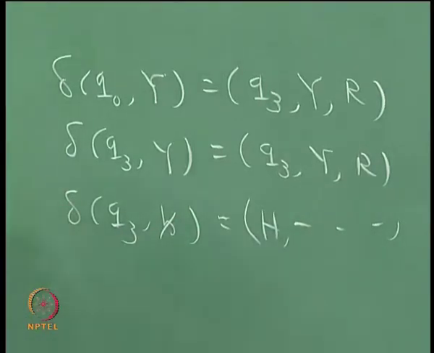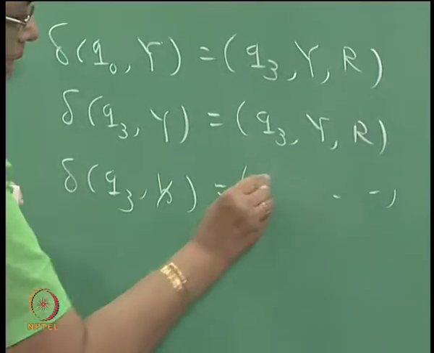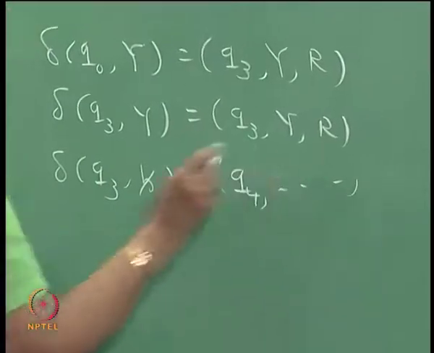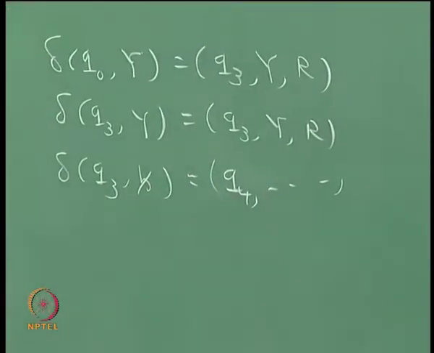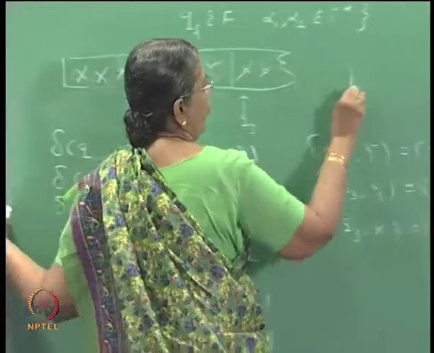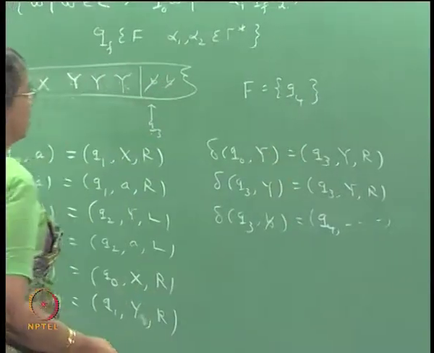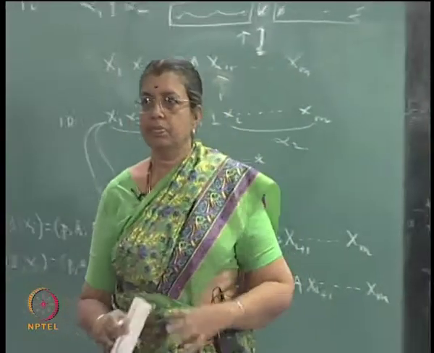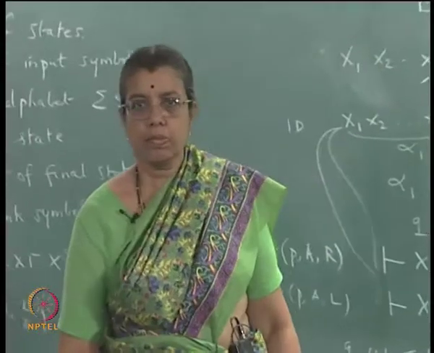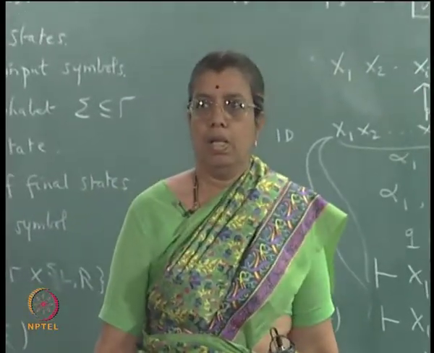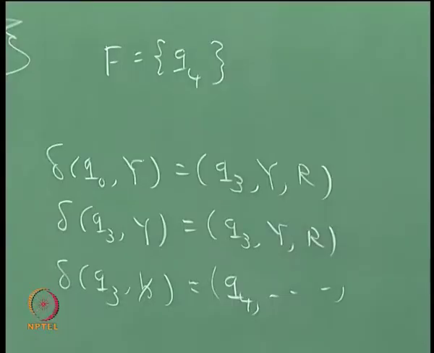It will go to Q4 and halt, and Q4 is the final state, F is Q4. So, for Q4 no moves are defined, when it goes to Q4 it halts.